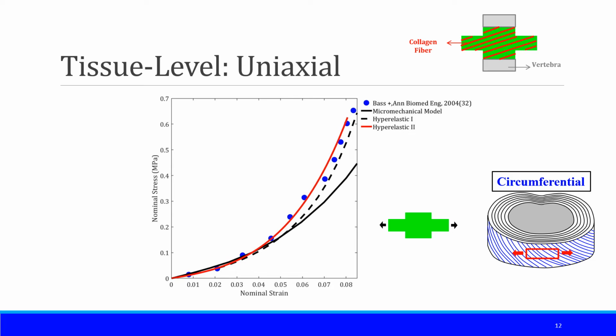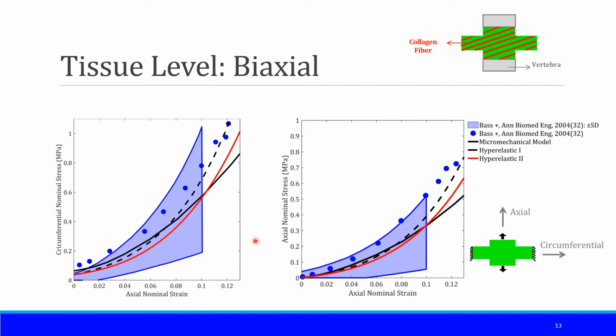This test particularly is very important because they performed both uniaxial and biaxial tests. So also we had a very good agreement in the biaxial test, and the shaded blue area shows plus minus the standard deviation of the test, but the blue circles show a single specimen.